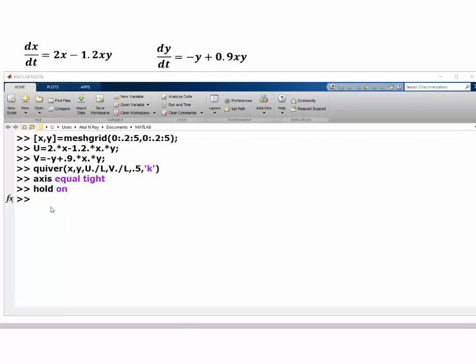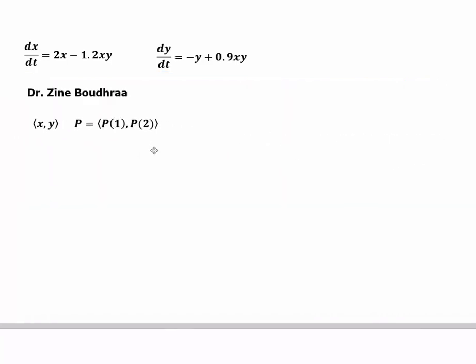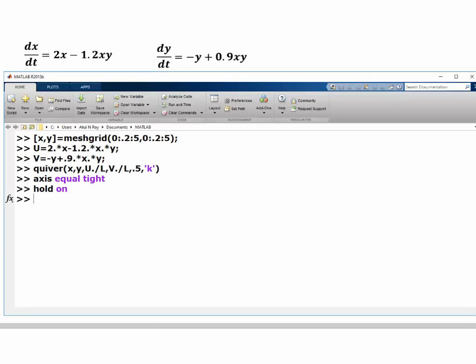Now we have to do one thing, because we have already used up the notations x and y. When we define an anonymous function for the phase portrait, what Dr. Budra did was choose another notation. x is denoted by p sub 1 and y by p sub 2, and let's call this vector p. So p1 is playing the role of x and p2 is playing the role of y. Let's go ahead and define an anonymous function.